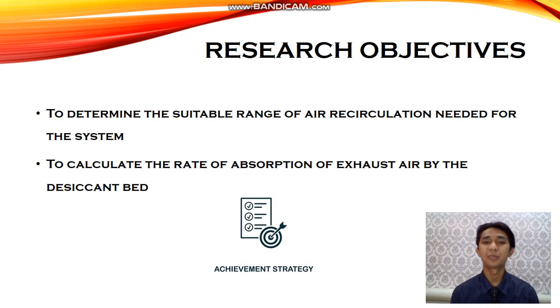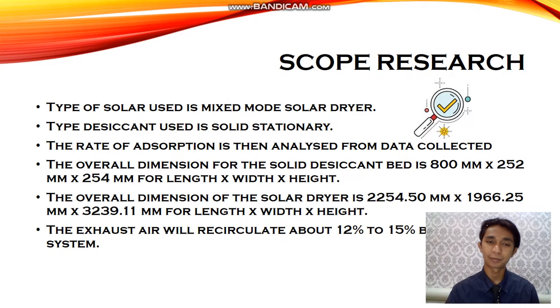And then the research objective is to determine the suitable range of air recirculation needed for the system and to calculate the rate of absorption of exhaust air by the desiccant bed. So the desiccant is used to absorb the moisture in exhaust air. Then we have to calculate the rate of absorption of the moisture in exhaust air.